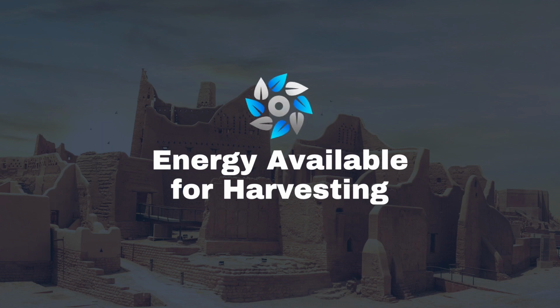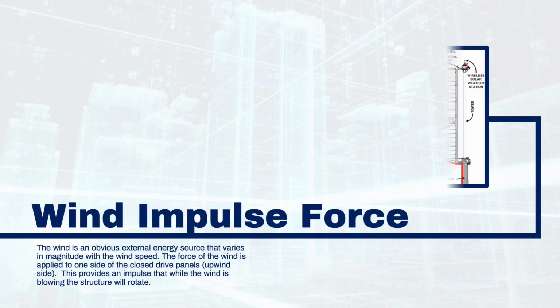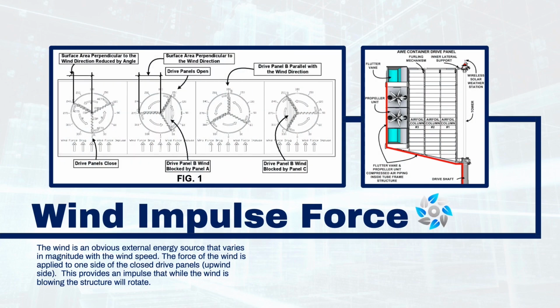Energy available for harvesting. The ORE design makes possible two main external energy sources: wind impulse force and tangential speed airflow. Wind impulse force. The wind is an obvious external energy source that varies in magnitude with the wind speed. The force of the wind is applied to one side of the closed drive panels, the upwind side. This provides an impulse so that while the wind is blowing, the structure will rotate.